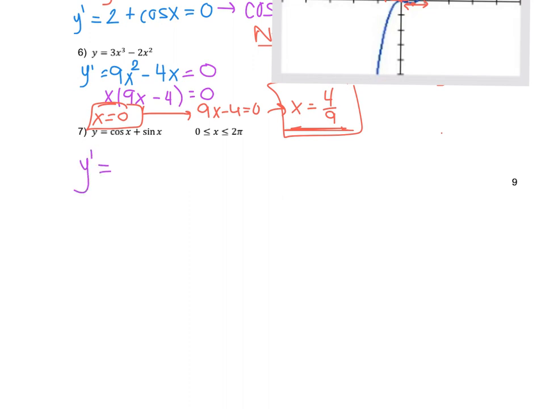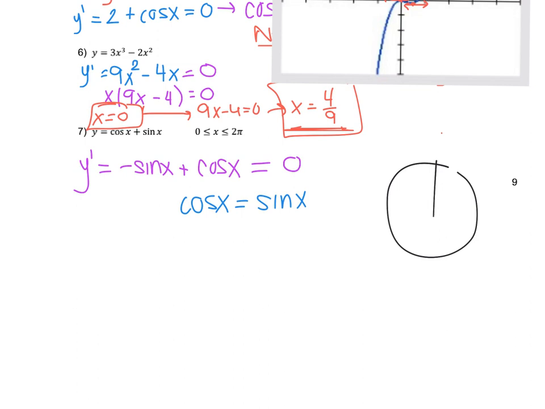The derivative of cosine of x is negative sine of x. We saw that from the first page of these notes. The derivative of sine of x is cosine of x. So what this is saying is we want to know when negative sine of x plus cosine of x equals 0. That's the derivative. A horizontal tangent line would mean the derivative equals 0. To solve for x, since this is negative sine of x, I'm going to add sine of x to both sides, and that's going to give me this equation. Where does cosine of x equal sine of x?